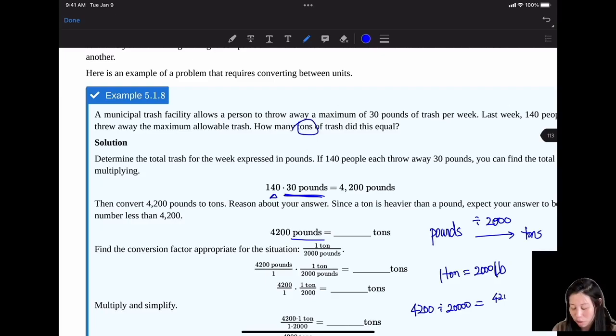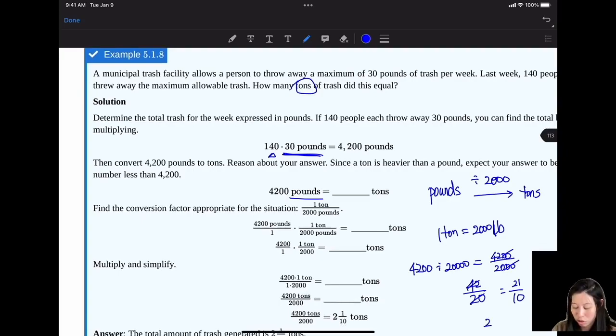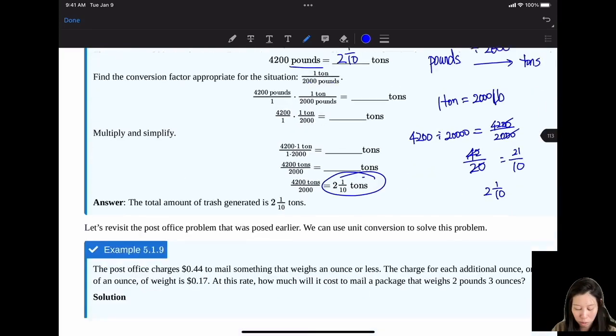So we have 14,200 divided by 2,000. Divided by 100 on both the top and bottom, we have 14,200 divided by 20. And then you divide it by common factor 2. You have 21 over 10. And then we convert it to the fraction as 2 and 1/10. So totally, you have 2 1/10 tons of trash last week.